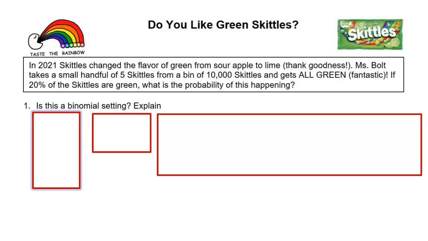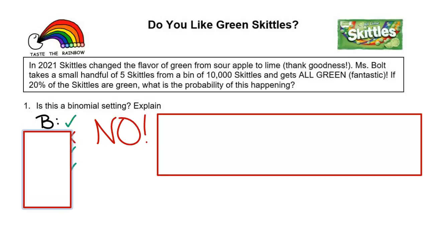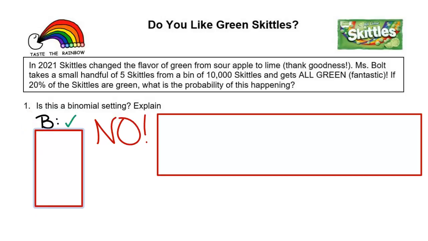All right, question. Is this a binomial setting? No. All right, so what does it violate? Is this a binary setting? Let's start there. Yes, so what would be a success? Green. Getting green, and failure would be not green, any other color. So we definitely have the B for BINS.